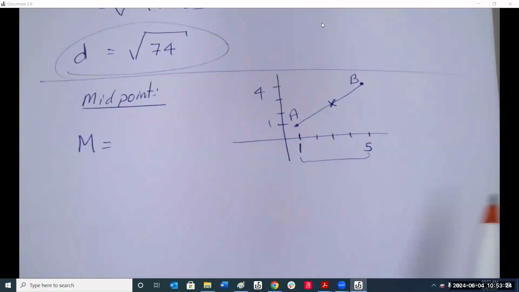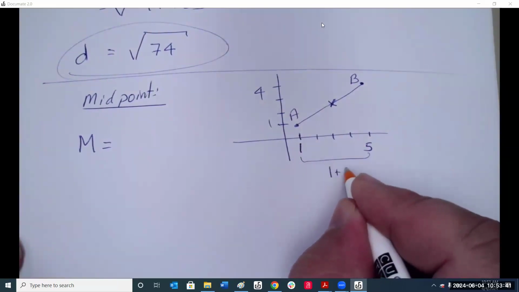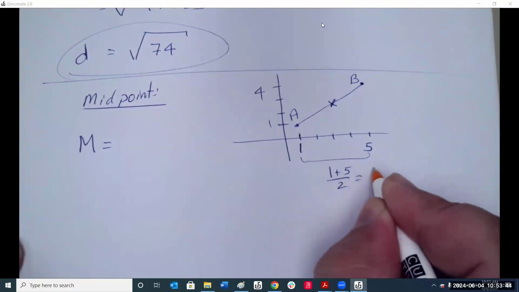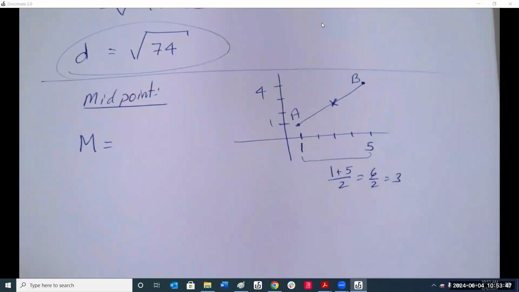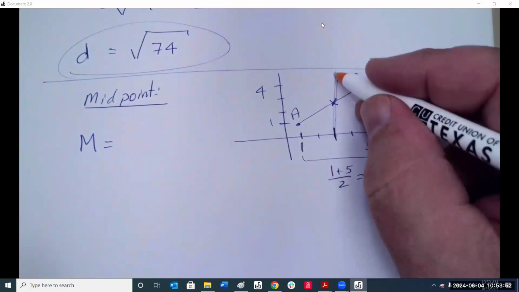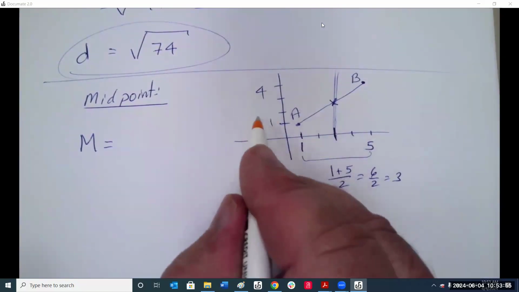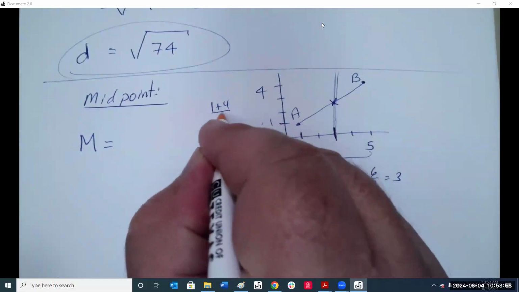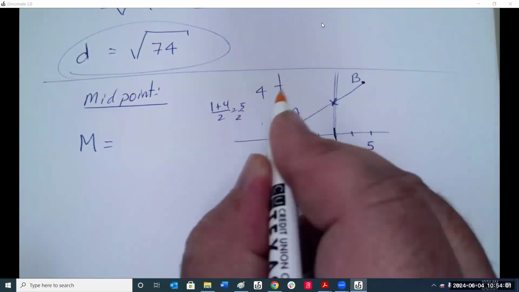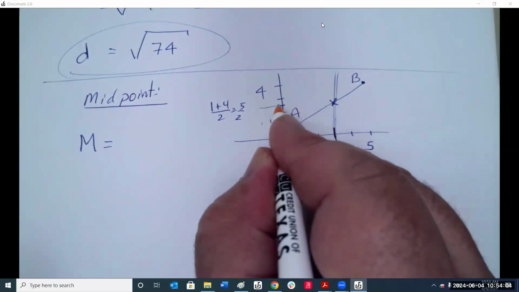Well, what if these were grades? What if you made a 10 and a 50? What's your grade? How'd you get 30? Add them together and divide by 2, exactly. So if we added this one plus this one and divided by 2, we know it's at 3. So the midpoint of this line is going to be at 3. Same thing here. 1 plus 4 divided by 2 is 2.5, which is right here.